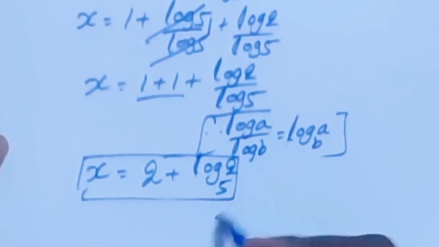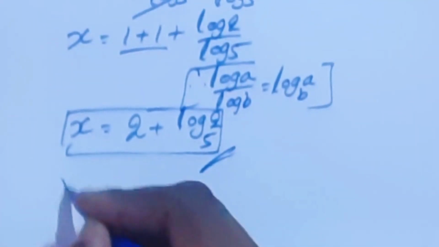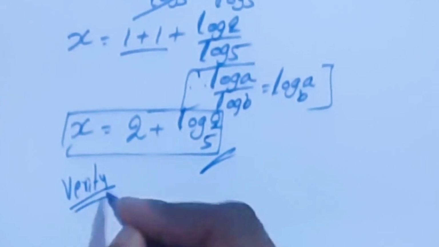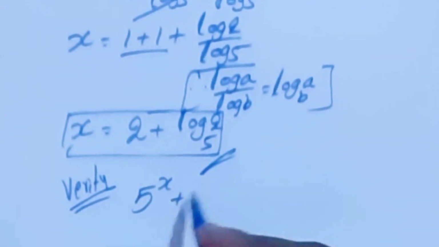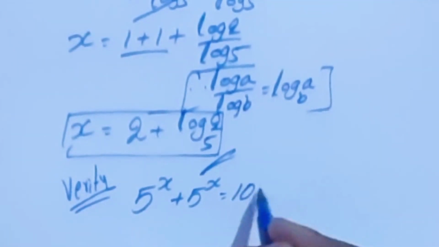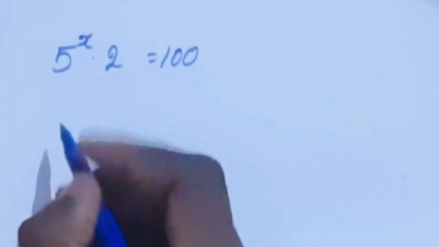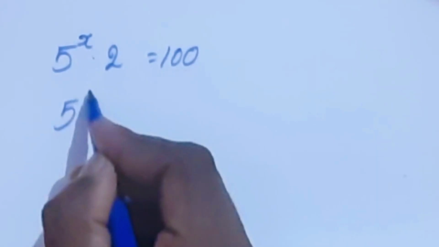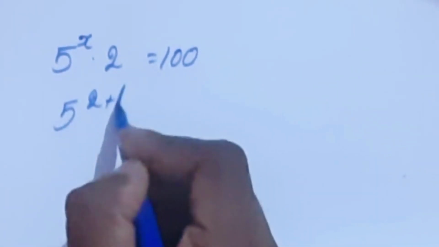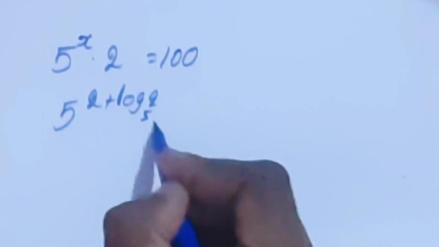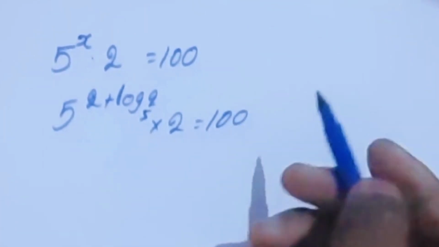Now we are going to verify this x value with the given equation, 5 power x plus 5 power x equal to 100. From the earlier simplification, 5 power x plus 5 power x can be written as 5 power x times 2 equal to 100. Here we are going to apply the x value. So 5 power, here x is 2 plus log 2 base 5, times 2 equal to 100.